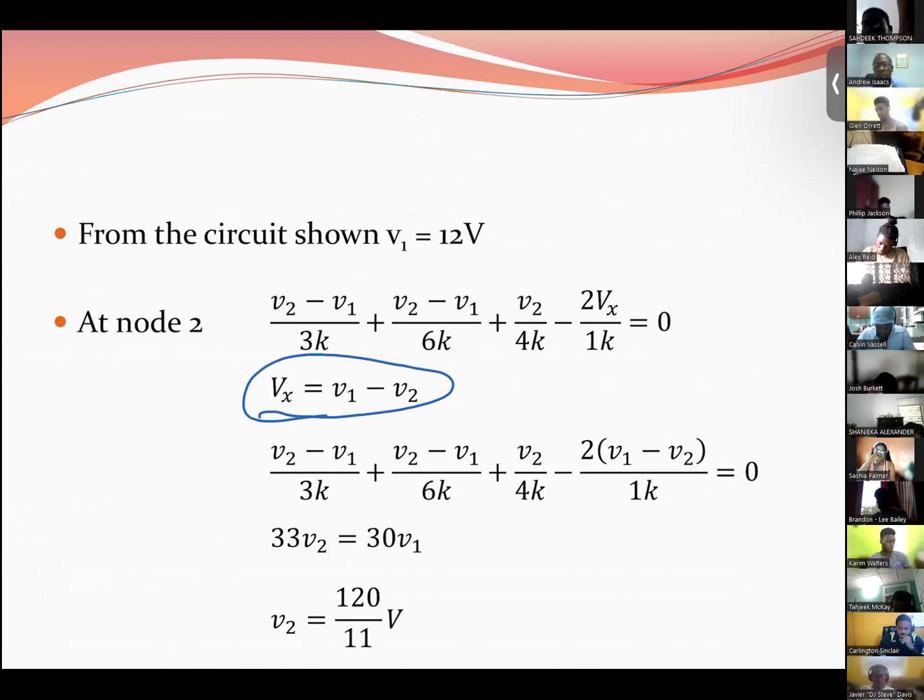I'm putting the voltage as a fraction, but it's totally up to you. Use your decimals, whatever you're comfortable with. It doesn't really matter to me.